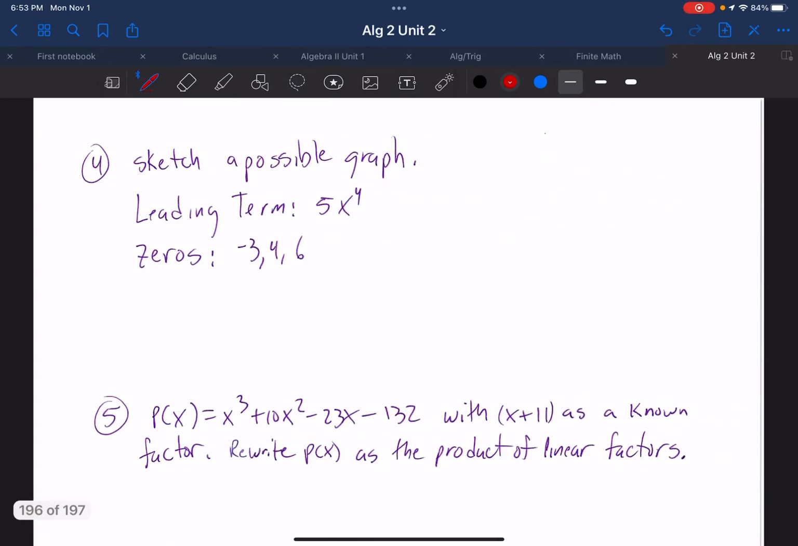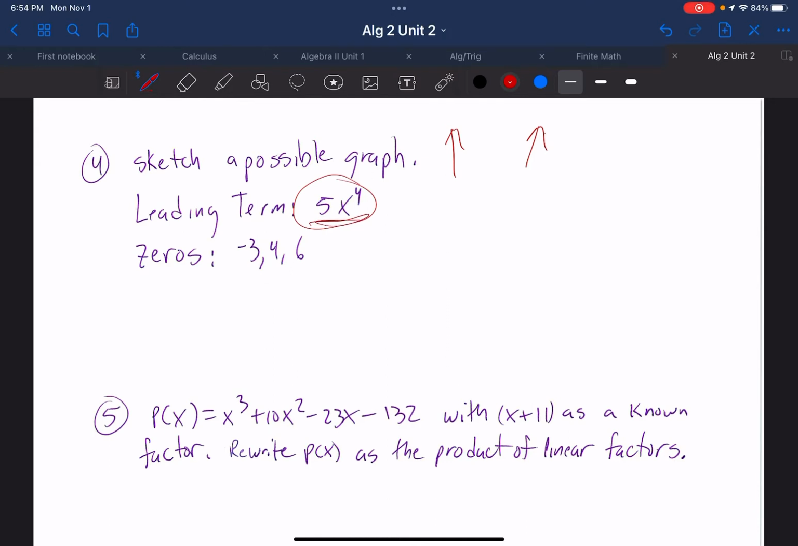Okay, going to the next page. Now we got leading term of positive and even. So that would be up on the left. I don't like that. That's a really bad arrow. Okay, it's going to be up on the left and also up on the right. So when it's positive and even, it's up and up.